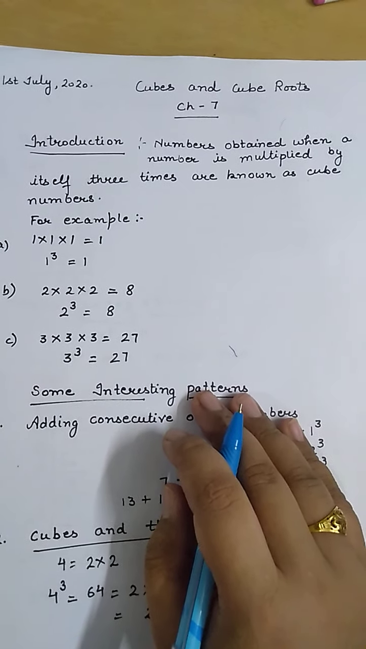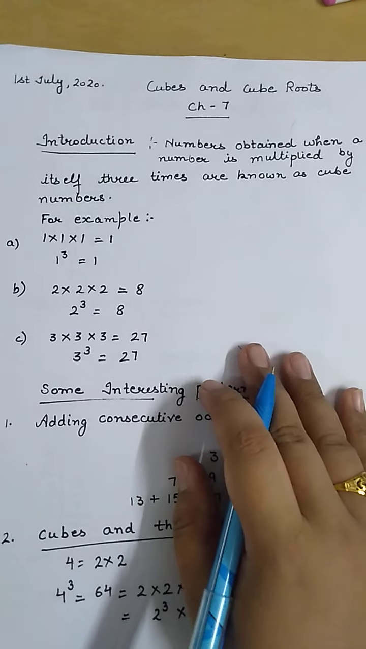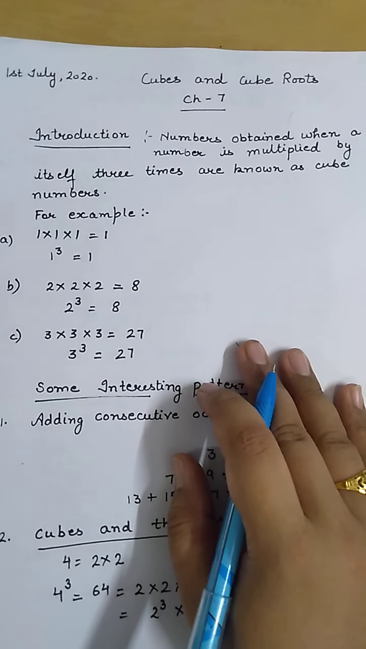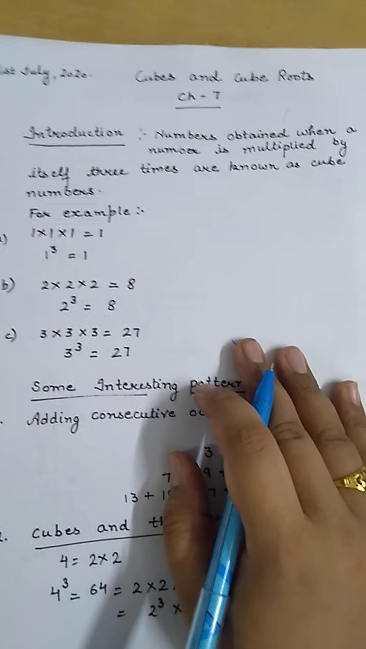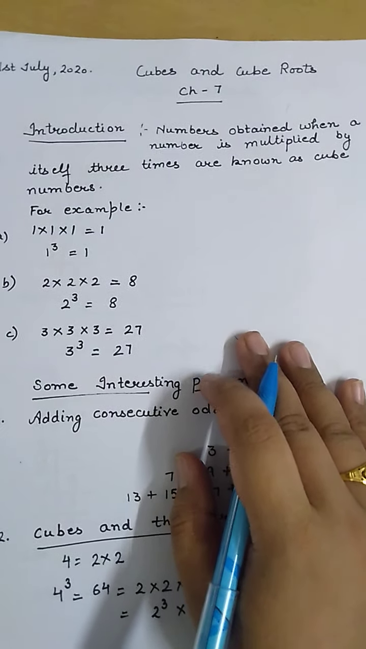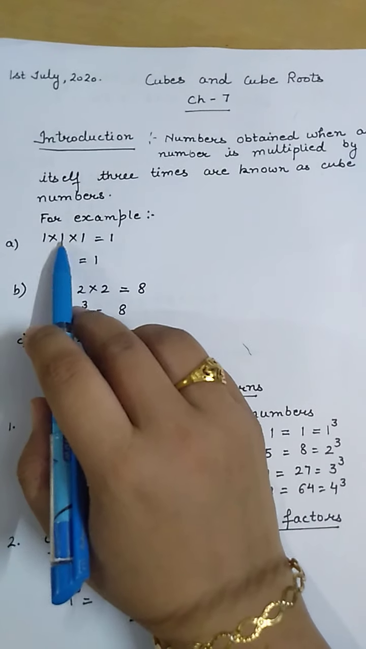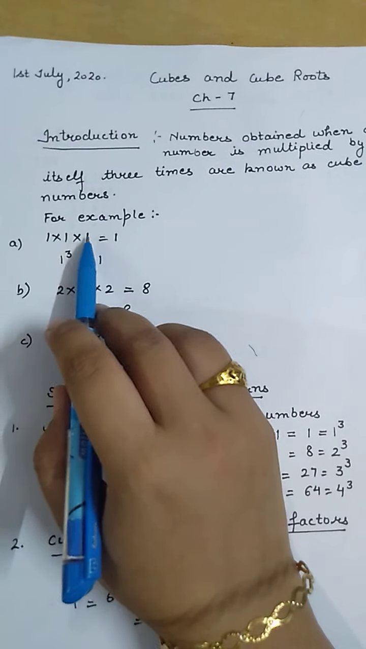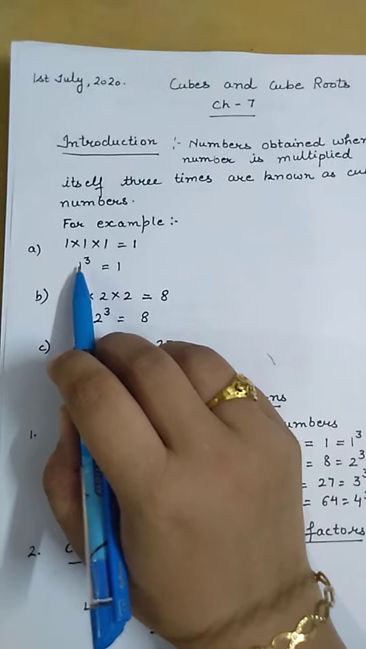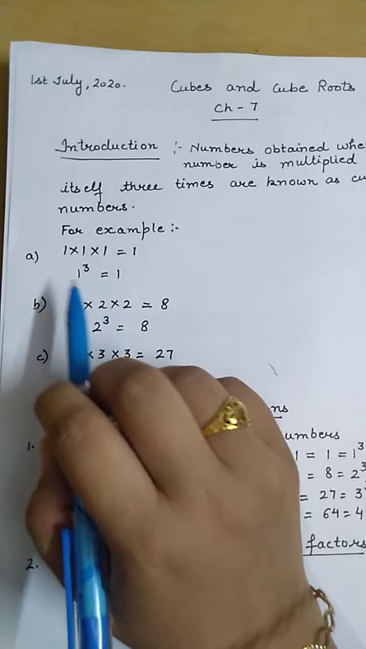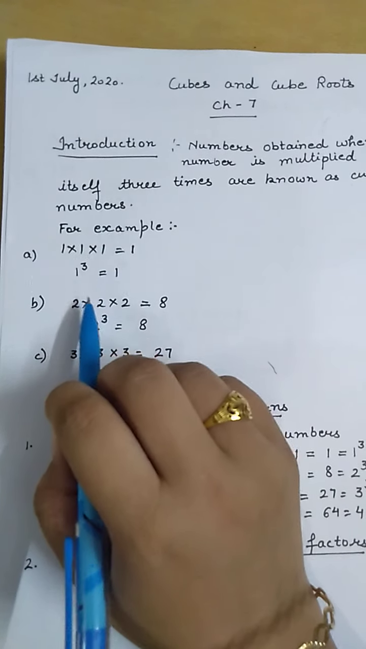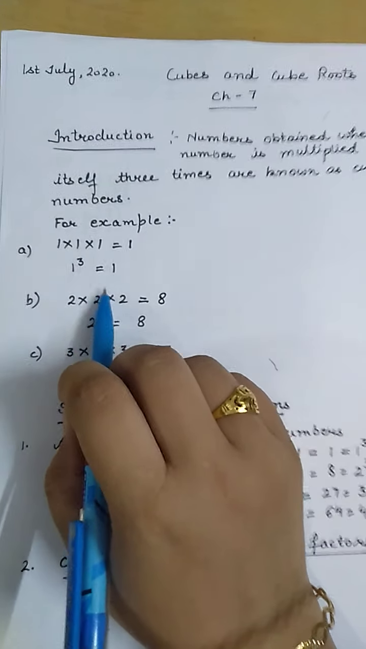What is a cube? You all know first of all what is a square. Square means when we multiply a number 2 times. So now what is a cube? When we multiply a number 3 times, that is known as a cube. Suppose I multiply 1 three times, it will give you 1 into 1 into 1, that is 1 cube, 1 raised to the power 3. What is the answer here? 1 into 1 into 1, the product will give you again 1. So 1 cube is 1.